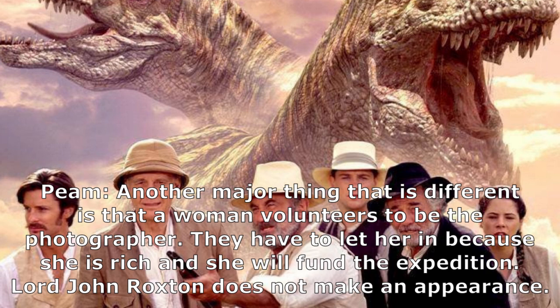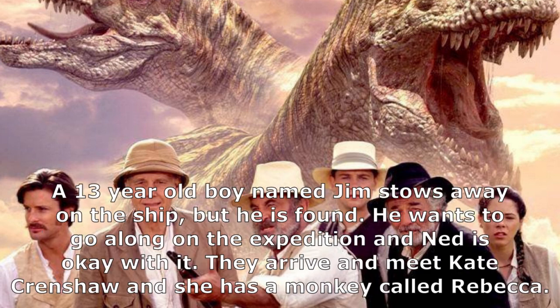Another major thing that is different is that a woman volunteers to be the photographer. They have to let her in because she is rich and she will fund the expedition. Lord John Roxton does not make an appearance. A 13-year-old boy named Jim stows away on the ship, but he is found. He wants to go along on the expedition, and Ned is okay with it.